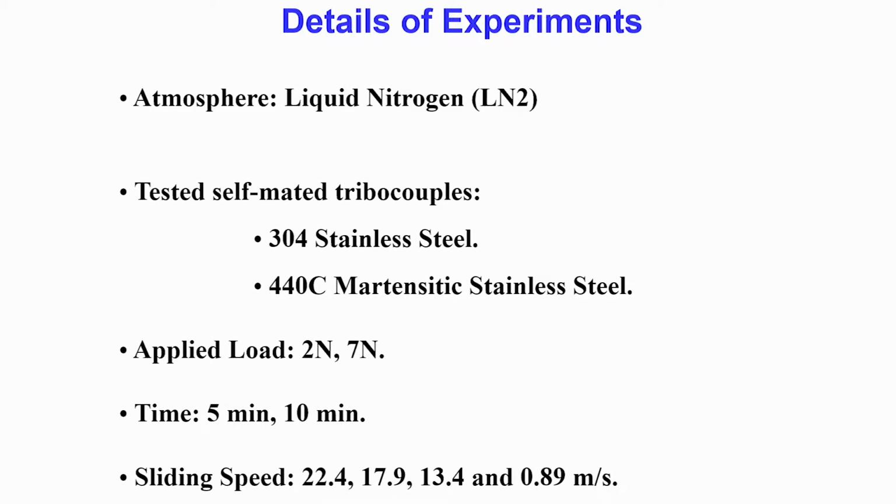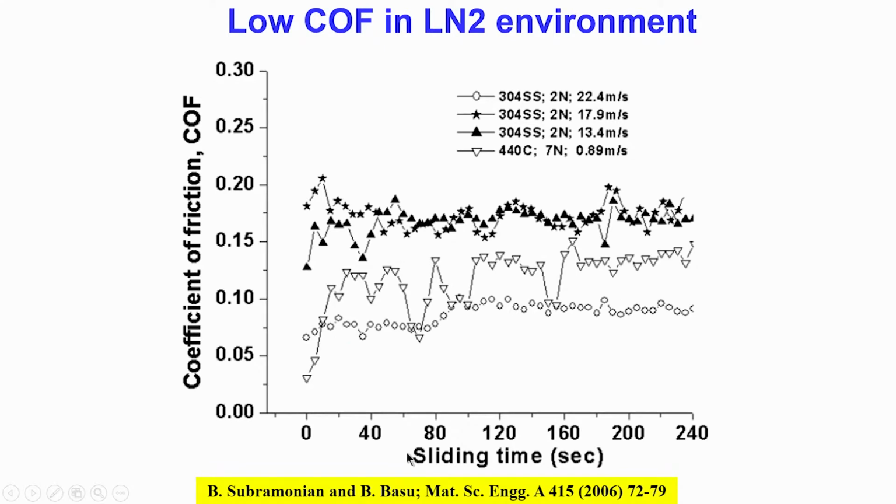So what are the materials that we have done the experiments on when we started the space tribology program? First set of materials we did is the 304 stainless steel and 440C martensitic stainless steel. The load is 2 Newton and 7 Newton. We cannot do this test for an extremely long sliding time, but certainly for 5 minutes to 10 minutes. Sliding speed was varied from 0.89 meter per second to 22.4 meter per second. So, that is extremely high sliding speed.